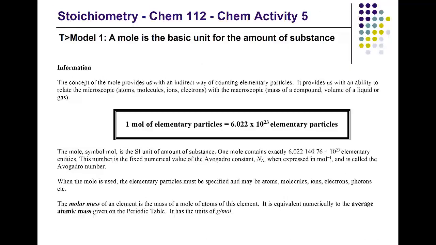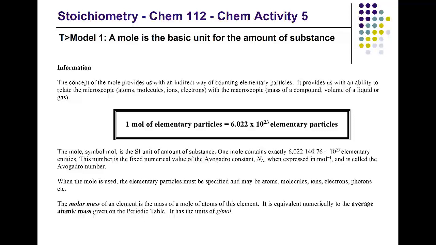Take note that we've already introduced the idea of molar mass of an element, and of course that's the mass of 1 mole of atoms of this element. It is equivalent numerically to the average atomic mass on the periodic table, so you can always get the molar mass from the periodic table. It has the units grams per mole, and so when you look on the periodic table and you see that number there that corresponds to the mass, that is a mass of 1 mole of atoms of that particular element.